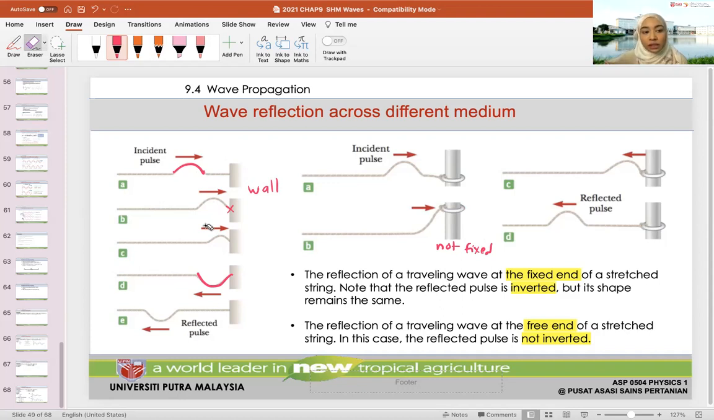For a fixed situation, the pulse will be inverted when it is reflected. But for something that is not fixed, like this ring, when you flick the string, it reflects the same shape. It's not inverted. Punyalah susah nak cerita kan? Simple je sebenarnya. So the reflection of a traveling wave at the fixed end of a stretched string is inverted, and for a free end, it is not inverted.